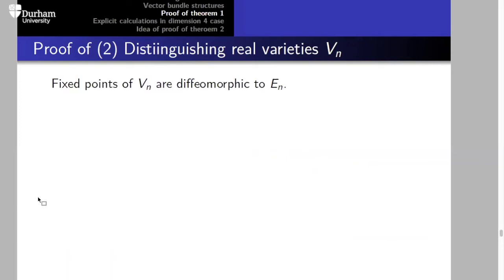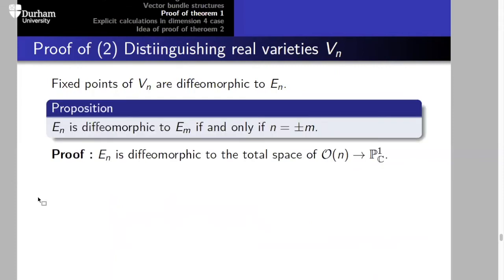Well, I'll do it topologically. I look at the fixed points of Vn. They're all diffeomorphic to En. I will show that the different total spaces En are all different. In fact, another way of saying this is a proposition: En is diffeomorphic to Em if and only if n equals plus or minus m.